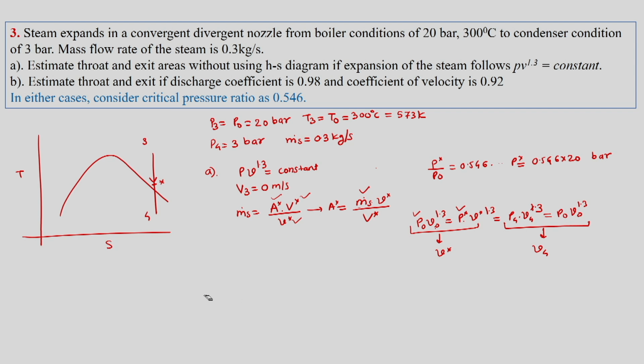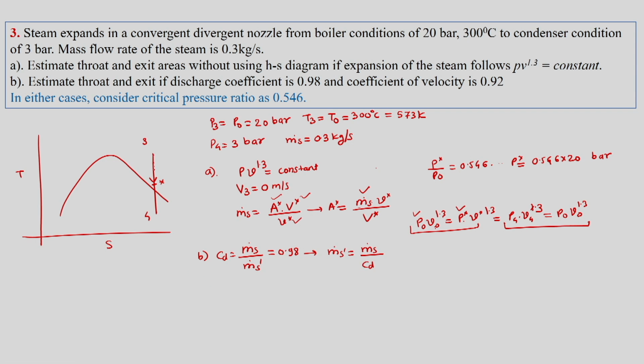So for that part B, we have the discharge coefficient CD equal to actual mass flow rate divided by ideal mass flow rate, and that is told to be 0.98. Then we can find m dot s dash as m dot s divided by CD. Actual m dot s is known, CD is known, so we can find it.